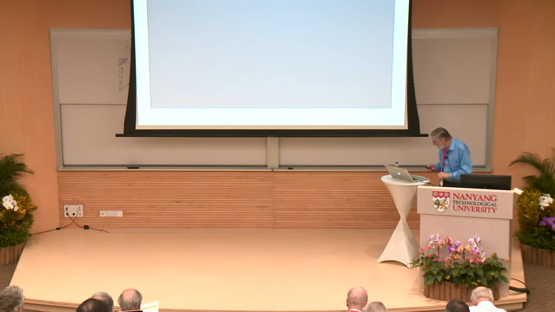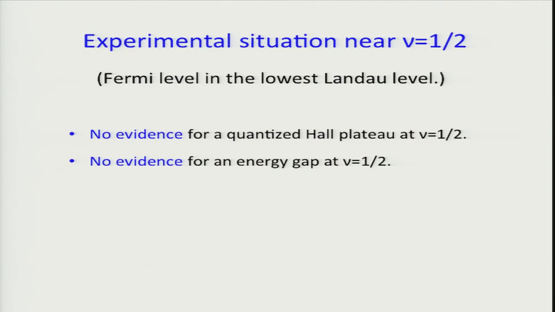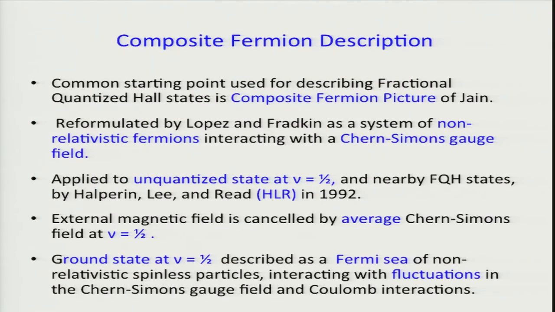Okay, so I still have, I think, 10 minutes left or something, so let me talk a little bit about what happens near nu equals a half. This is when, by contrast, the Fermi level is in the lowest Landau level. You don't have a filled Landau level. And so the effective interactions are different, and everything turns out to be different. There's no evidence whatsoever for a quantized Hall plateau at filling fraction 1/2, as opposed to 5/2 in, say, gallium arsenide. And so there's no evidence for an energy gap. So something different is happening.